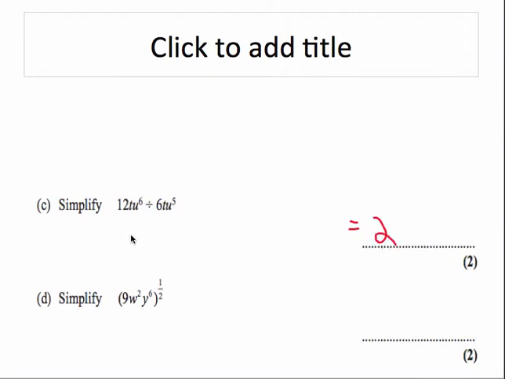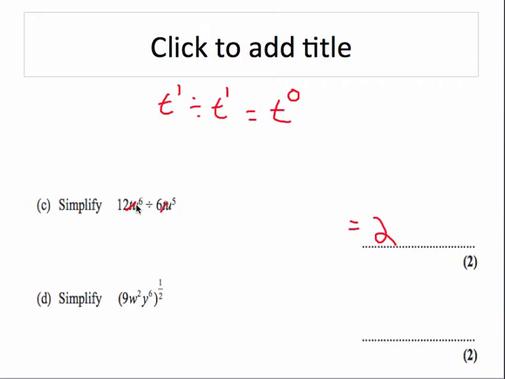And then we deal with the t's. So we've got a t divided by a t. Now, t is technically t to the power 1 divided by t to the power 1. 1 minus 1 is 0. So we're left with t to the power 0. And as we remember, anything to the power 0 is 1. So essentially, they just cancel each other out. The t and the t cancel each other out.